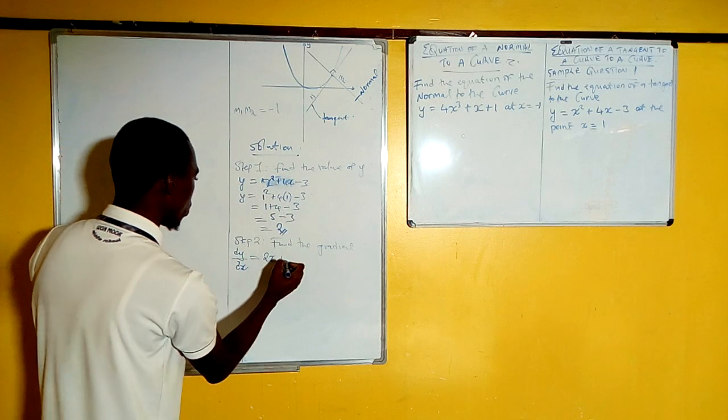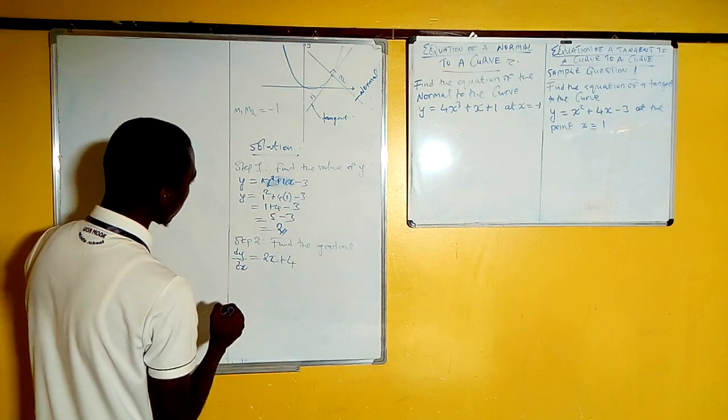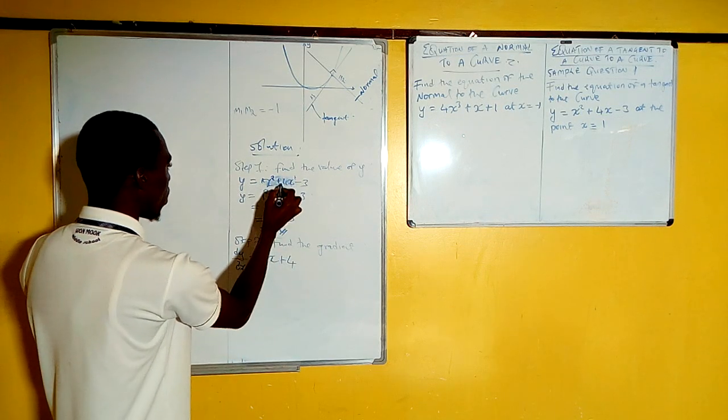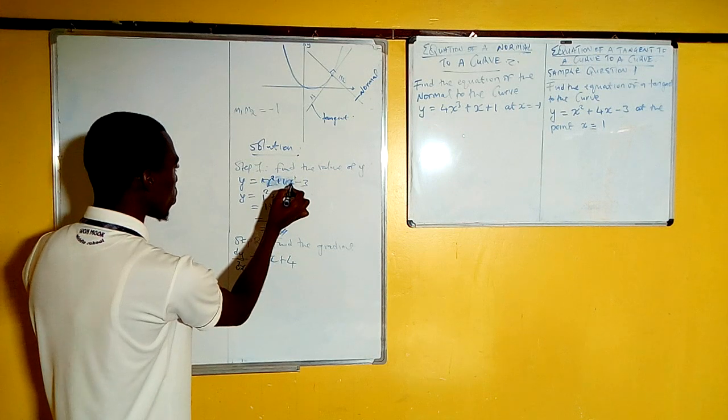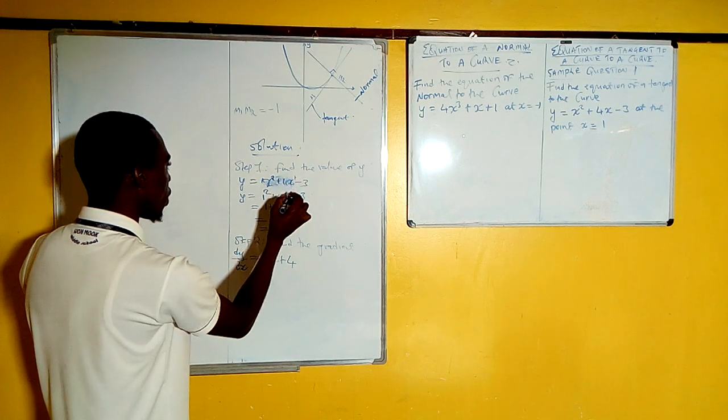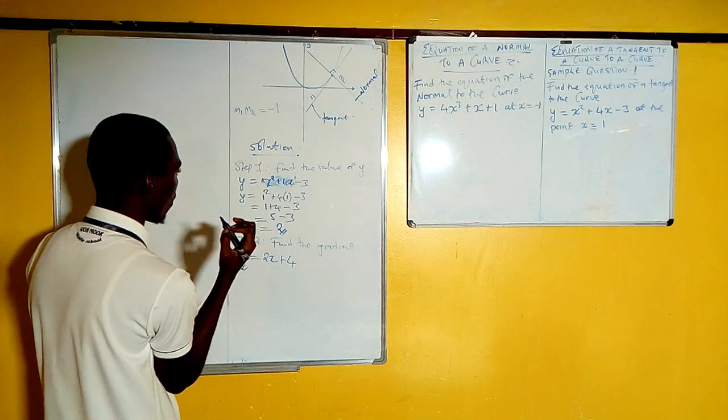This one will just be 1, so it will be +4. Remember what we learned? Because this is 1, we bring it down. 1 times 4 is 4. Then this one will remain to the power 0. Anything to the power 0 is 1. So that is how come we're finding 4.